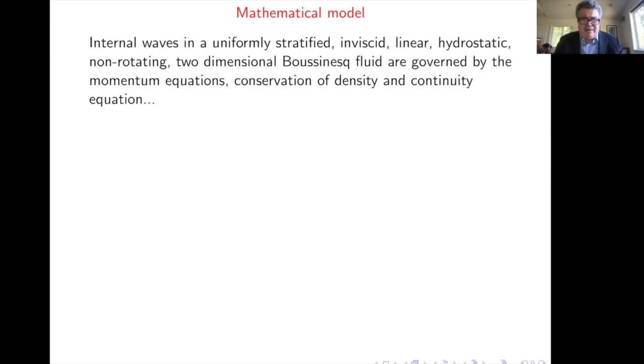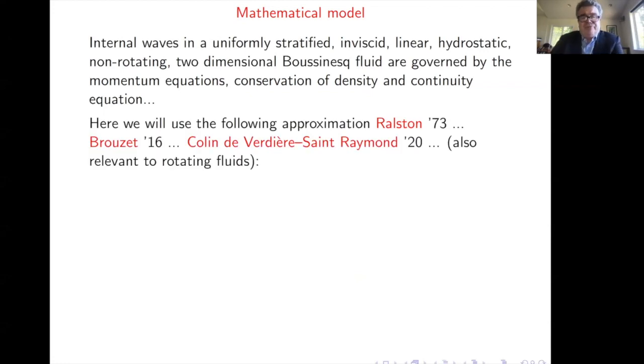So here is, I will not even read this. I copied it from a physics paper. There are various models for understanding stratified fluids. I will use a linearized model, basically the Boussinesq equation, but I won't write it. I will use the following approximation that I learned about from a paper by Colin de Verdière and Saint-Raymond. But it was also discussed before by Ralston and by physicists. The thesis of Brouzet has a very nice account of this.